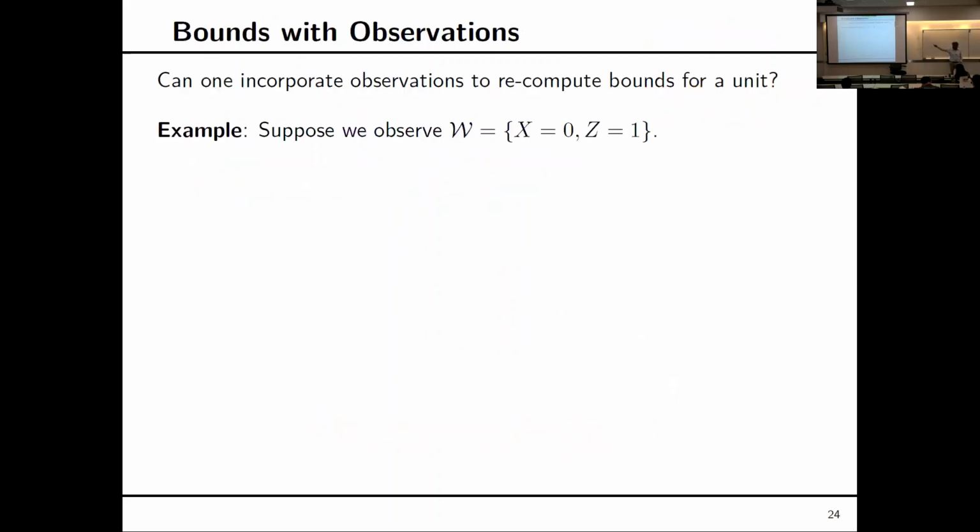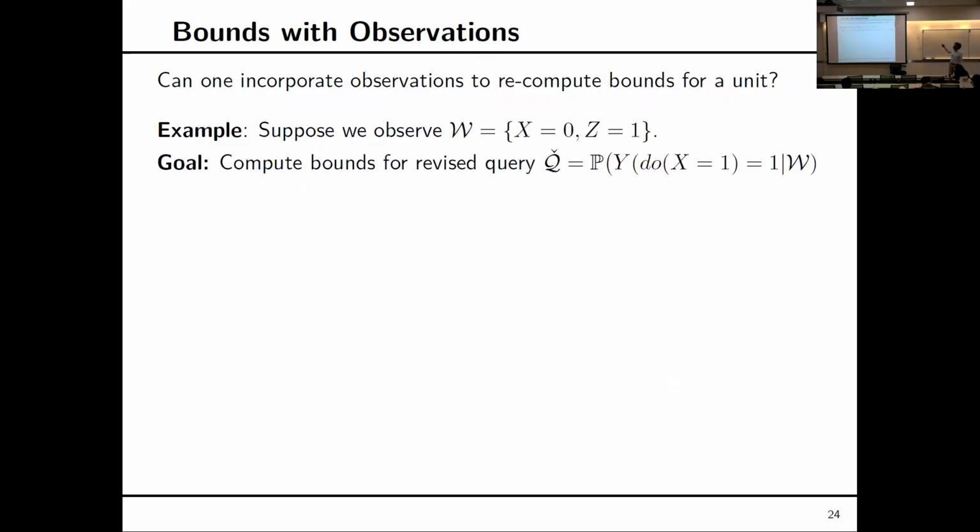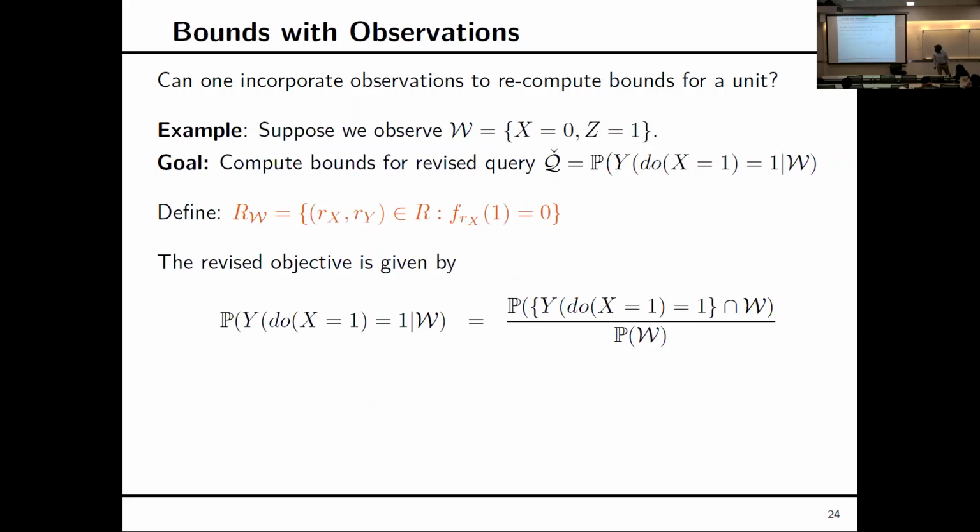Suppose in this particular case, for the simple example, we observe something and we want to compute bounds on the query after observing it. So we have a conditional distribution that we want to worry about, because now we already have partial information about what that unknown confounder was. The revised objective: the constraints remain the same because you're putting distributions on the unknown confounder. They remain the same, but the objective has now changed. And you can still write the objective in this fractional form.